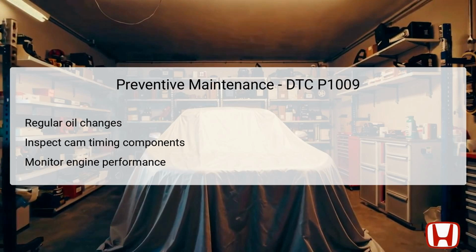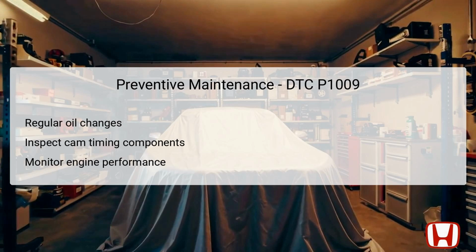To prevent future occurrences of DTC P1009, implementing a strict preventive maintenance routine is paramount. Regular oil changes are essential, as oil quality impacts the performance of the VTC actuator and solenoid systems. Regular inspections of the cam timing components, including chains and actuators, help identify signs of wear or damage before they lead to operational failure. Additionally, keeping track of overall engine performance through diagnostics can help catch any irregular behavior early.